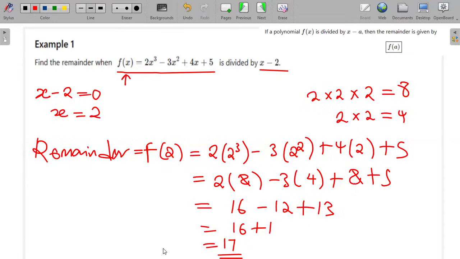Okay, so any questions there on how we found the remainder using the theorem? Any question? Okay, so there are no questions.